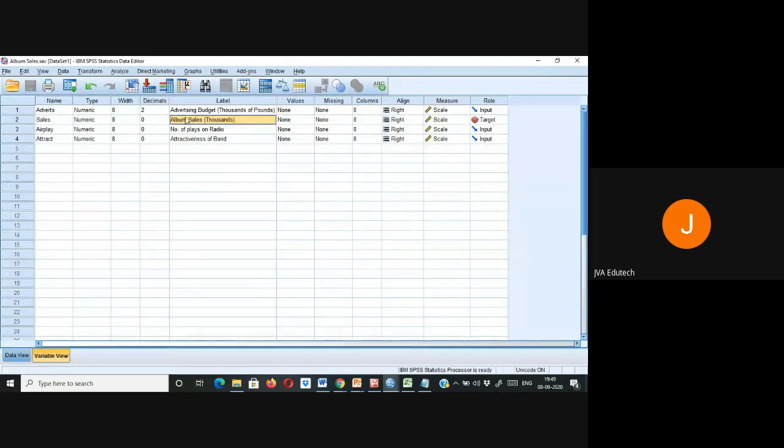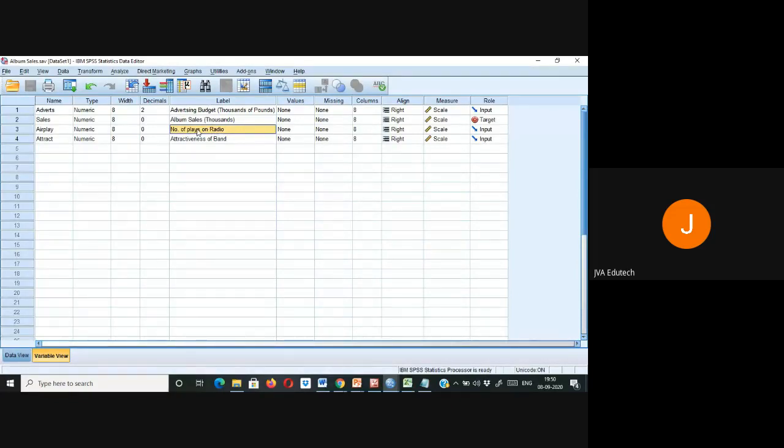So there are 4 variables. Advertising budget is one. Sales of album is the dependent variable. Then airplay, that is not required right now at this point of time. We'll be seeing it in multiple regression. Suppose those songs are played on radio, will they affect the sales?